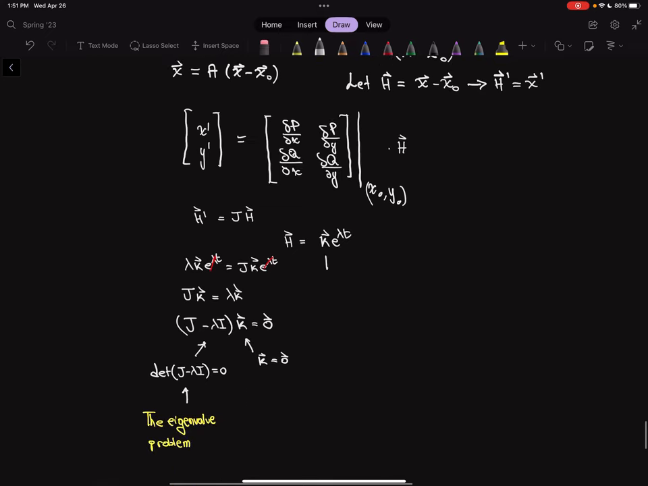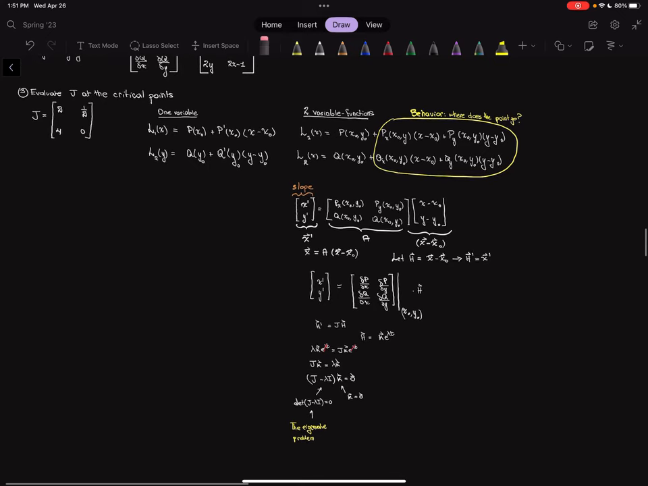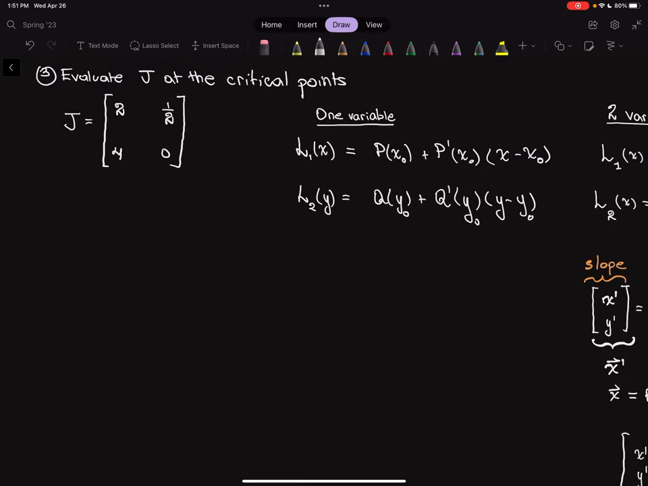And then if I do this guessing method and I guess this as a solution and I carry it through, I end up with this, which is the eigenvalue problem. So that's why we want to find the eigenvalues. So we evaluate it at the critical points, and then we find the eigenvalues.